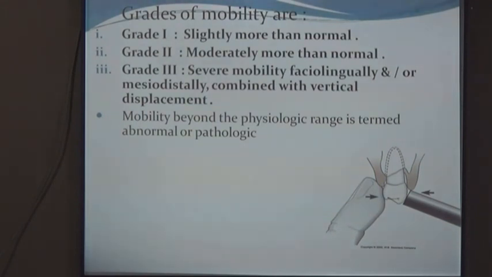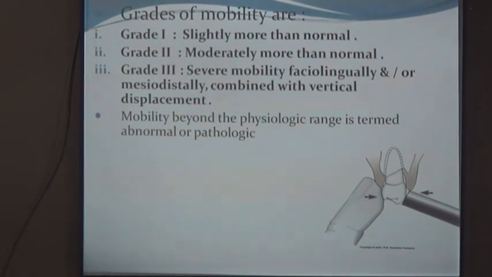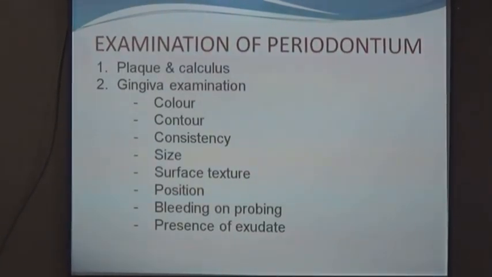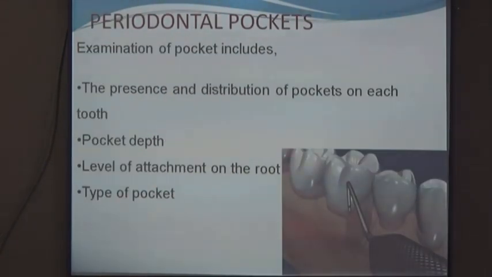In mobility, there is grade 1 mobility, grade 2 mobility and grade 3 mobility. When will you say it is a mobility? Beyond the physiological range, it is termed as pathologic or abnormal. So, the mobility can be physiological tooth mobility or pathological tooth mobility. When it goes beyond the physiological range, you call it pathological tooth mobility. The tooth mobility by means of Miller's index we will find out as grade 1, grade 2, grade 3. So, when the examination of periodontium comes, you should do plaque, calculus, gingival examinations, periodontal pockets.